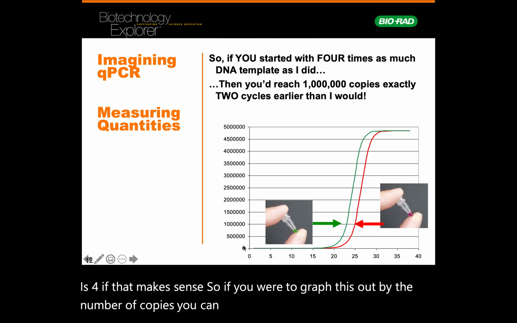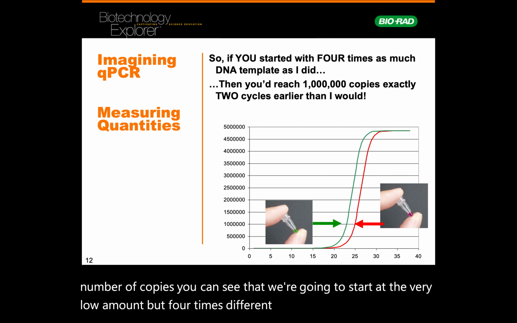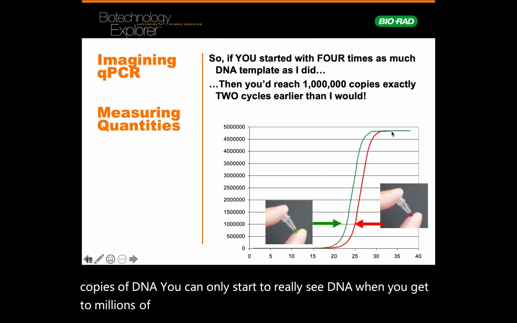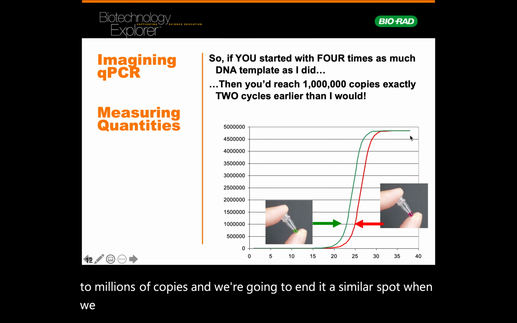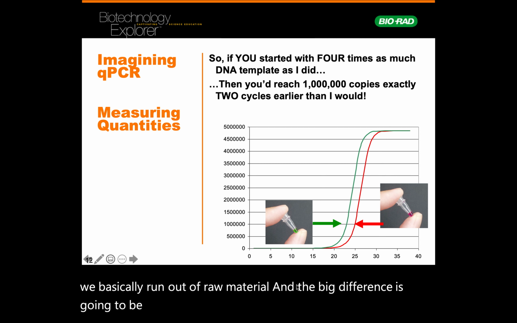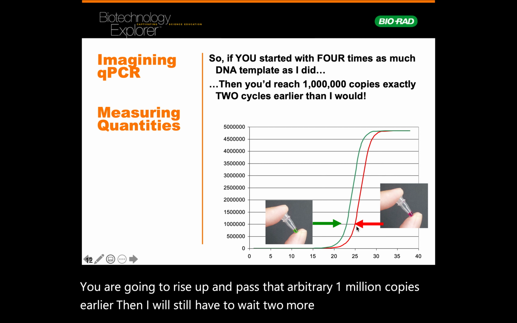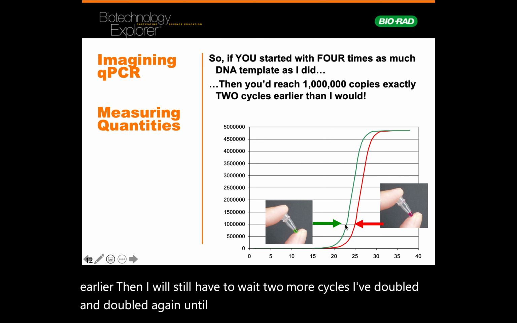So if you were to graph this out by the number of copies, you can see that we're going to start at a very low amount, but 4 times different. But you can't really see 4 copies of DNA. You can only start to really see DNA when you get to millions of copies. And we're going to end at a similar spot when we basically run out of raw material. And the big difference is going to be when we rise up. And so if you have more DNA, you are going to rise up and pass that arbitrary point, 1,000,000 copies, earlier than I will, because I'll have to wait 2 more cycles until I've doubled and doubled again until I get to 1,000,000 copies, just like you have.